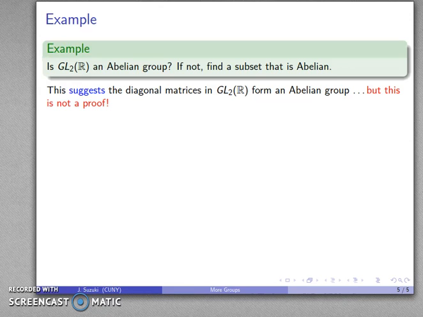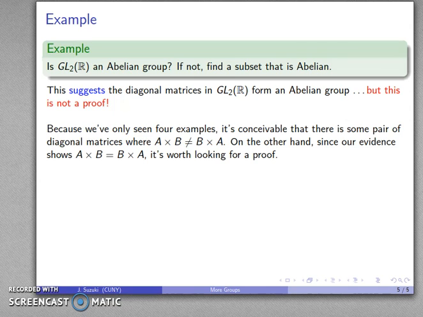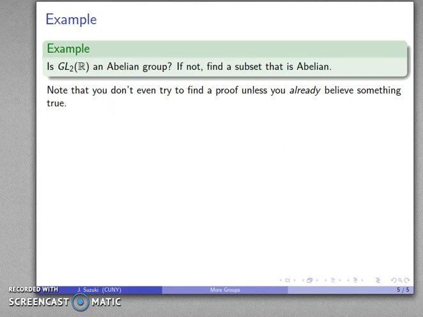But again, examples do not constitute a proof. Because we've only seen four examples, it's conceivable that I can find a pair of diagonal matrices that do not commute. On the other hand, our evidence suggests that they do in general commute, so at this point, it's worth looking for a proof.